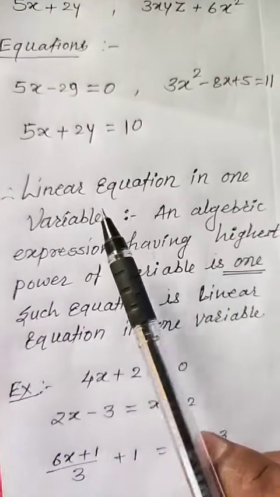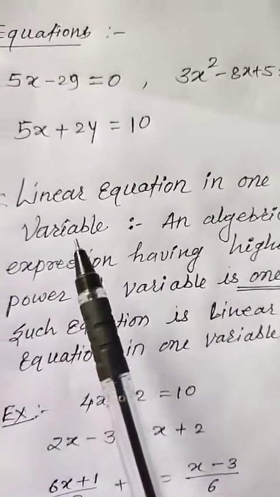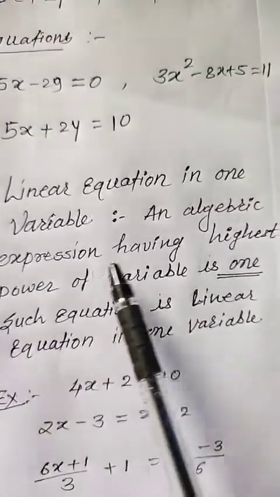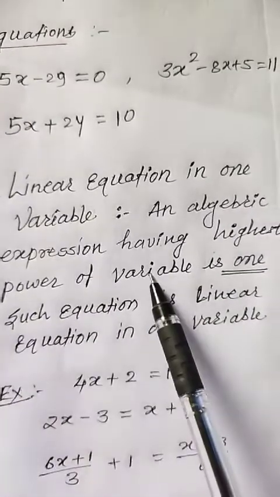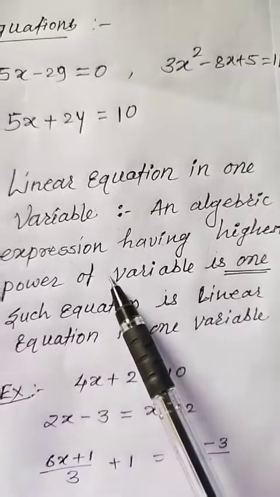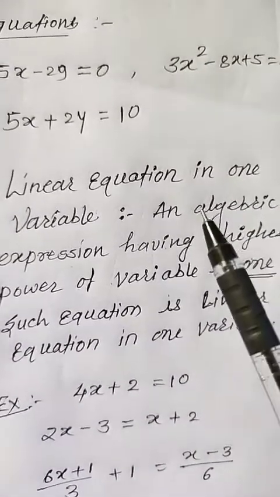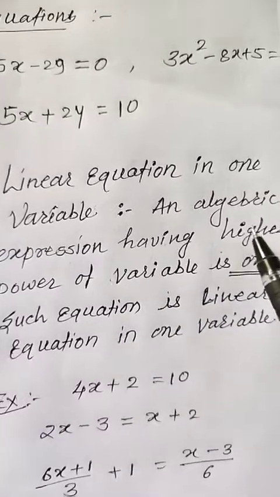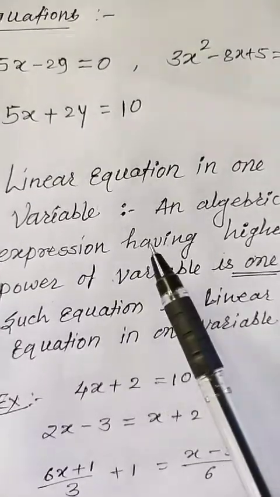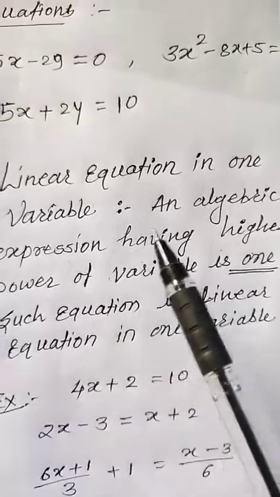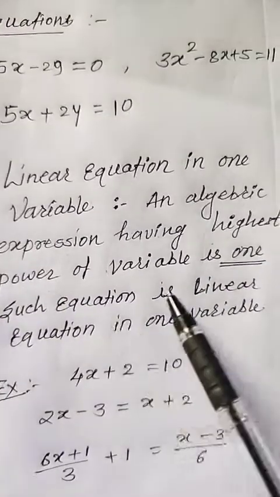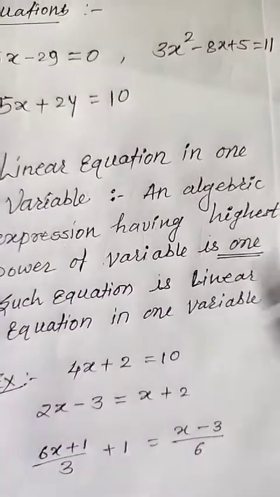Here are some examples of linear equation. The definition is: an algebraic equation having the highest power of the variable as one and containing only one variable. Such equations, in which the highest power of the variable is one and there is only one variable, are called linear equations in one variable.